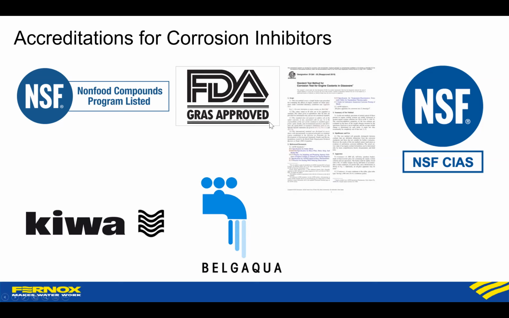Linked to that, you sometimes see FDA approved or GRAS. GRAS is generally regarded as safe, and this is linked almost entirely to food grade. So be your phosphate based corrosion inhibitors. And then you have two test methodologies.